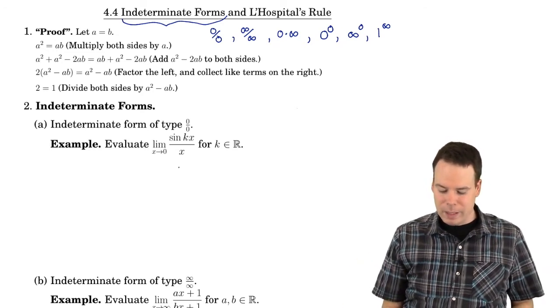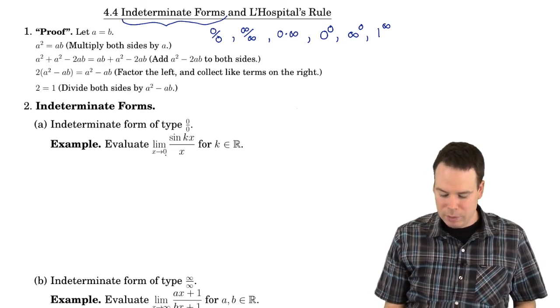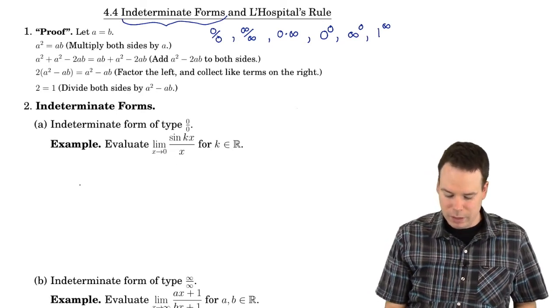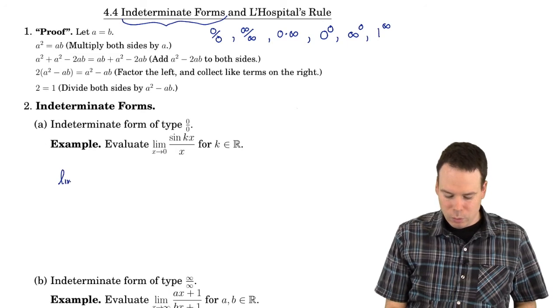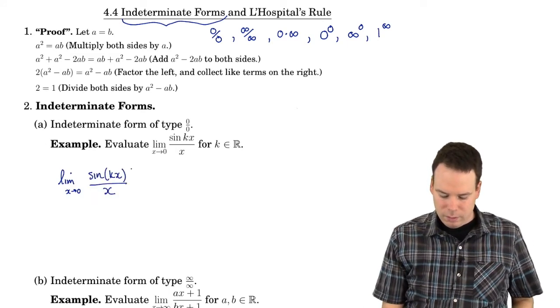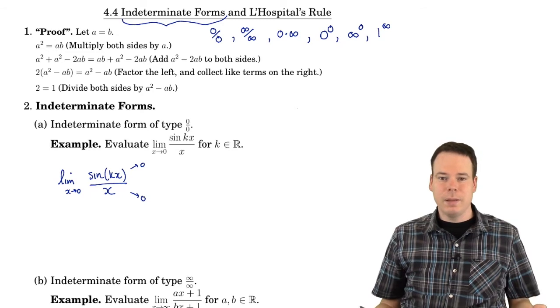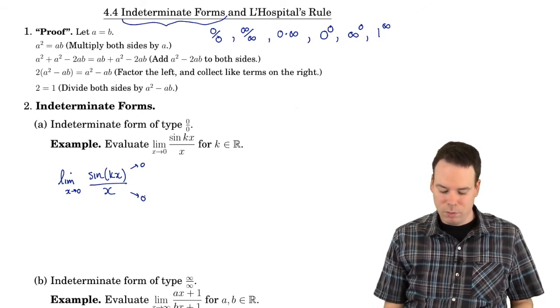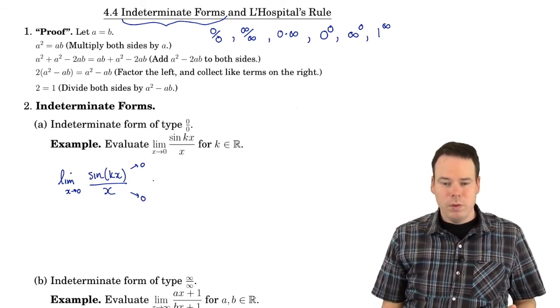So let's look at an example, something that we've actually seen before. The limit as x goes to 0 of sine kx over x. What have we done in the past with this? Well, here the numerator goes to 0 as x goes to 0. The denominator goes to 0. So it's one of these type 0 over 0 limits, an indeterminate form. How did we figure it out?